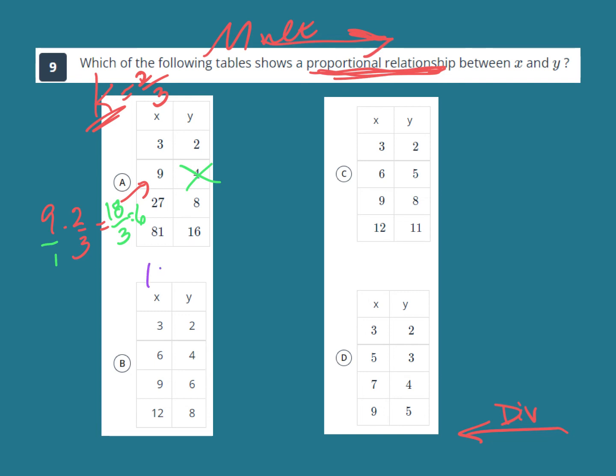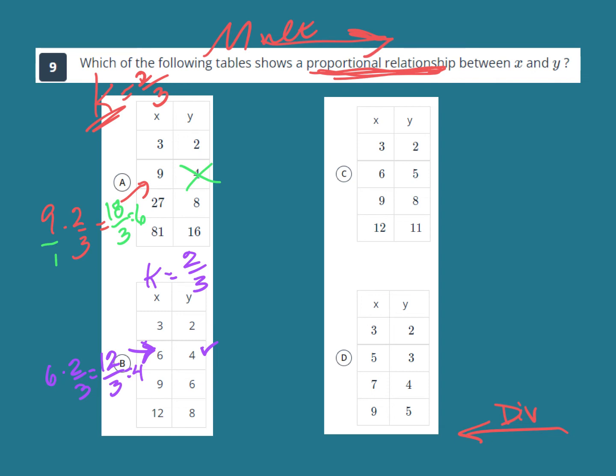2/3, because the first one is exactly the same for every single one. So this one, we've got 6. Okay, so 6 times 2/3. So 6 times 2 is 12, divided by 3, it's going to equal 4. So far, this works. Let's keep trying. You have to be sure.